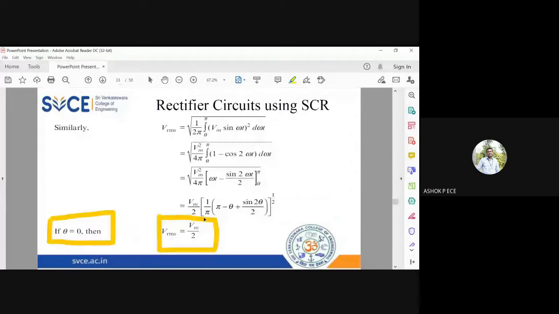Any doubts? We have seen the SCR in detail, and we have seen the application of the SCR as a half wave rectifier.